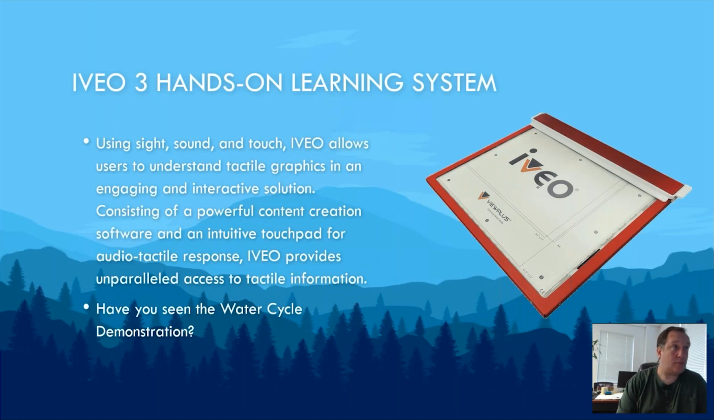So as I said, Aveo is our brand name for our audio tactile learning system and the creation of the audio tactiles. If you've seen us at shows, you've probably seen us doing the water cycle demonstration program. But really, if the person isn't even a Braille reader, you can still get quite a bit out of it. It's designed so that you don't need Braille to get as much out of it, whether you have Braille or not.